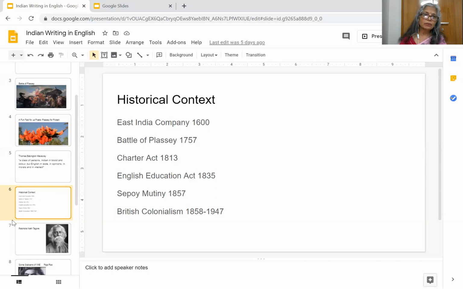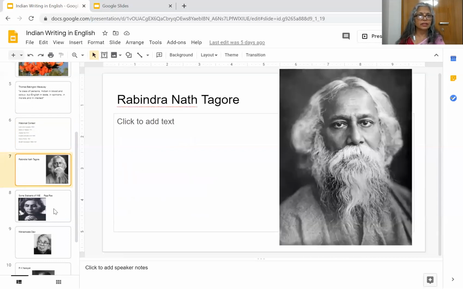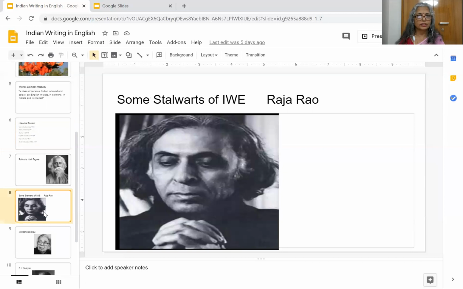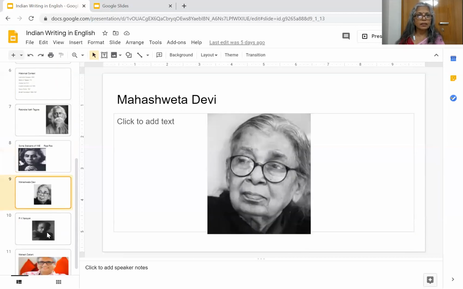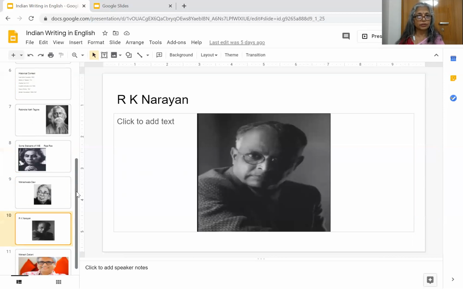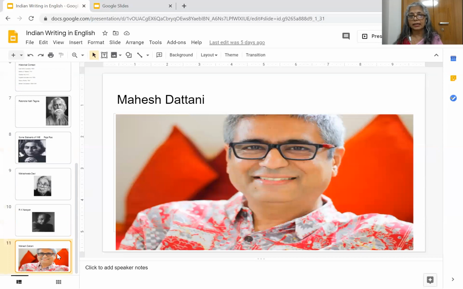Now I'll just show you a few pictures of our famous writers, and I have tried to include people who are in your curriculum, like Rabindranath Tagore, Raja Rao, Mahasweta Devi, R.K. Narayan. Unfortunately, I don't think we have a text by him. We have Mahesh Dattani. I'll be teaching Final Solutions. So this is just the tip of an iceberg.